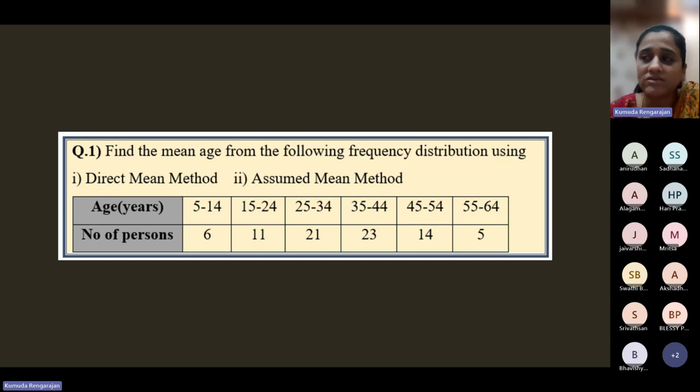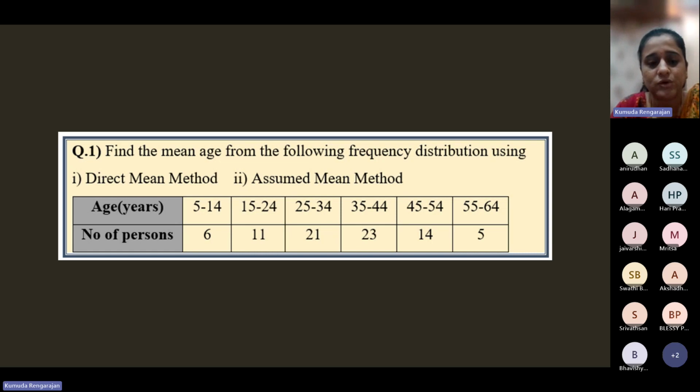Now, if you ask me this question, what if I make it continuous? Will I get a different answer? No. If you make it continuous and find mean, you will get exactly the same answer. The answer will not change. So I have both the workings for you. I'll show you.